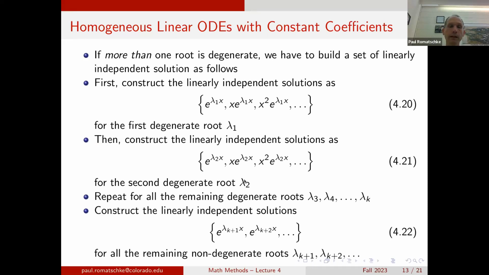And after we've done that, we move to the non-degenerate roots lambda k plus 1, lambda k plus 2, and so on and so forth, and construct the linearly independent solution set out of the exponents of the roots times x.